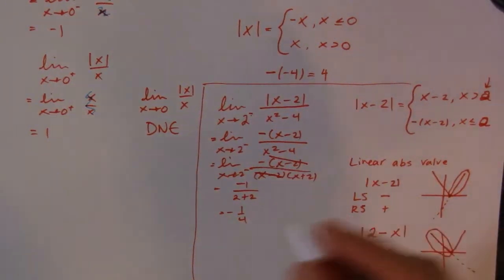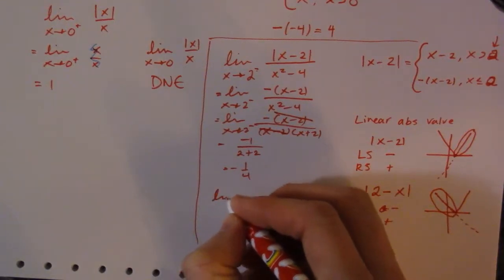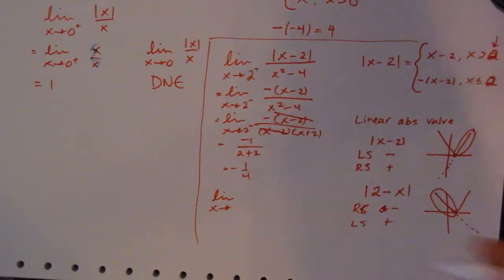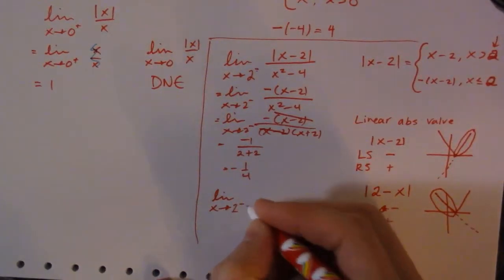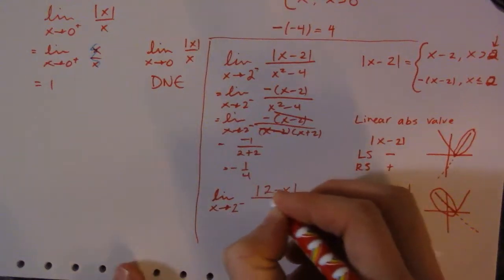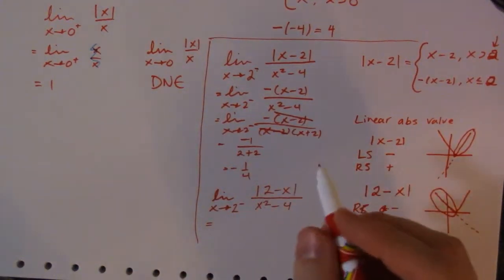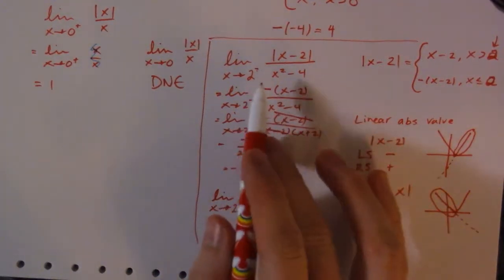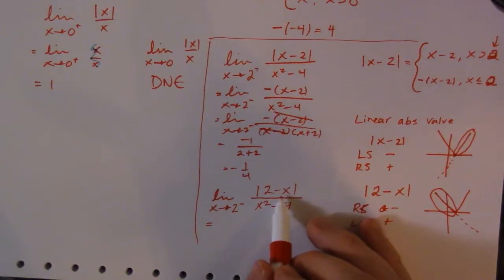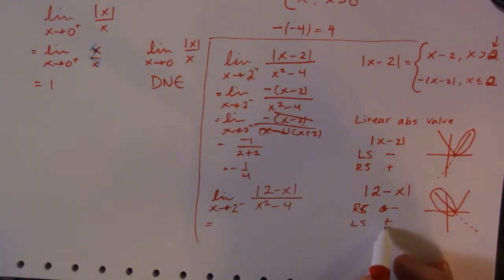So let me just show you what I mean. So if I have the limit as x goes to 2 negative, and instead of this time I have 2 minus x all over x squared minus 4. So in this scenario, it's very similar to this one. So it's left side. The only difference is I have a negative slope. So because I have a negative slope and it's left side, I want to choose the plus.